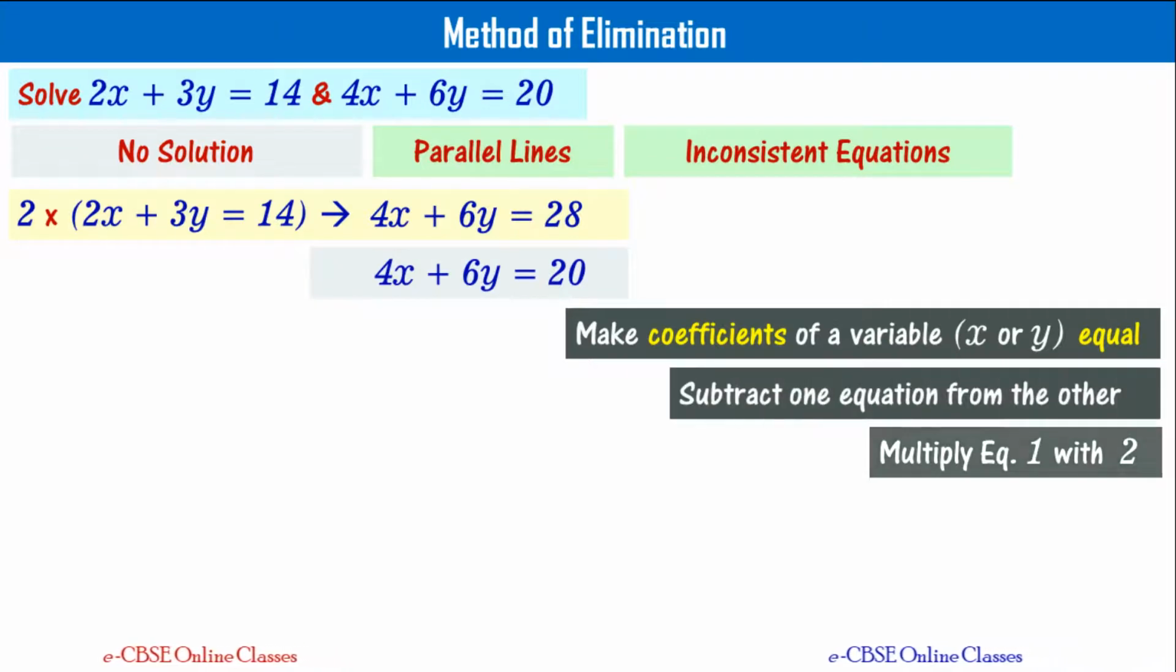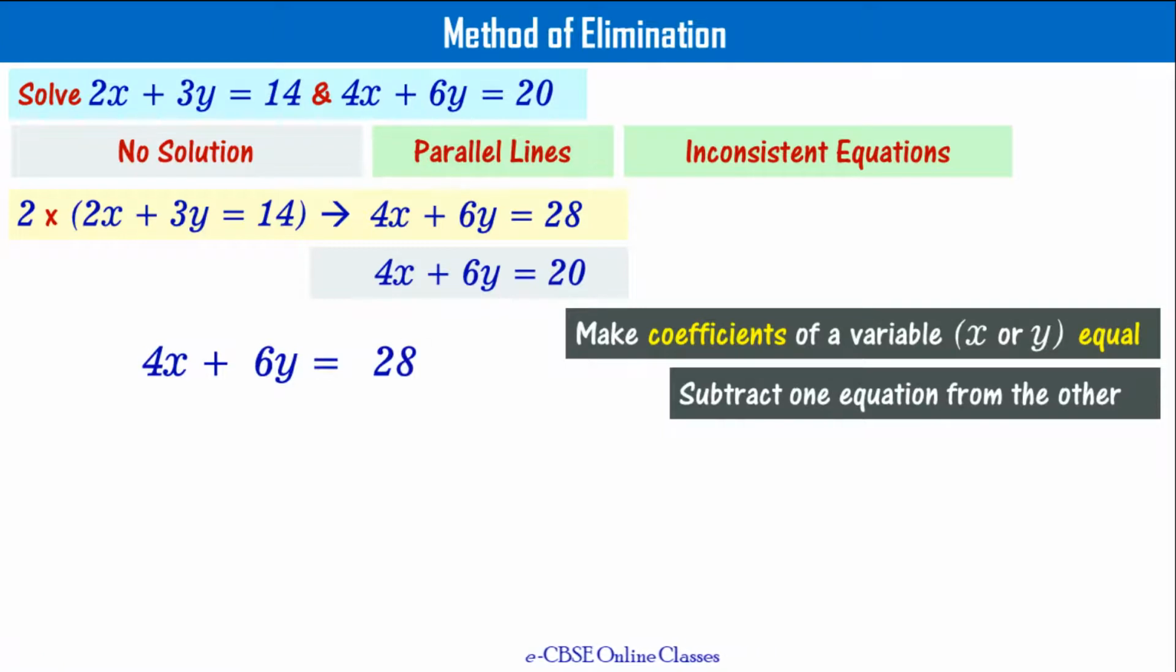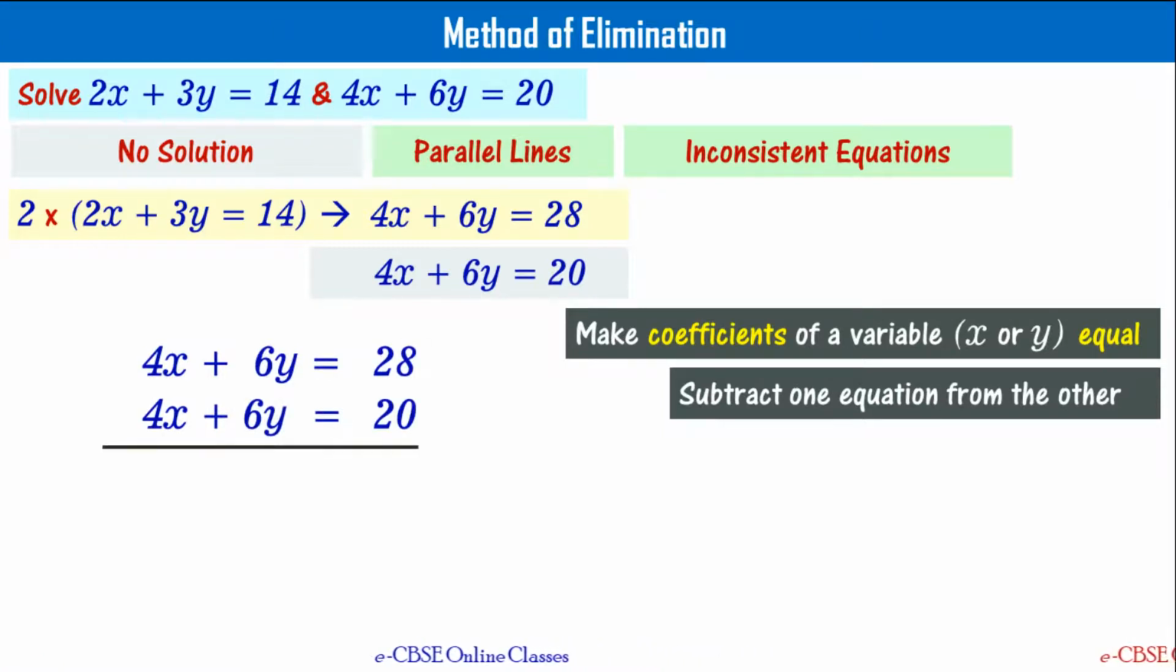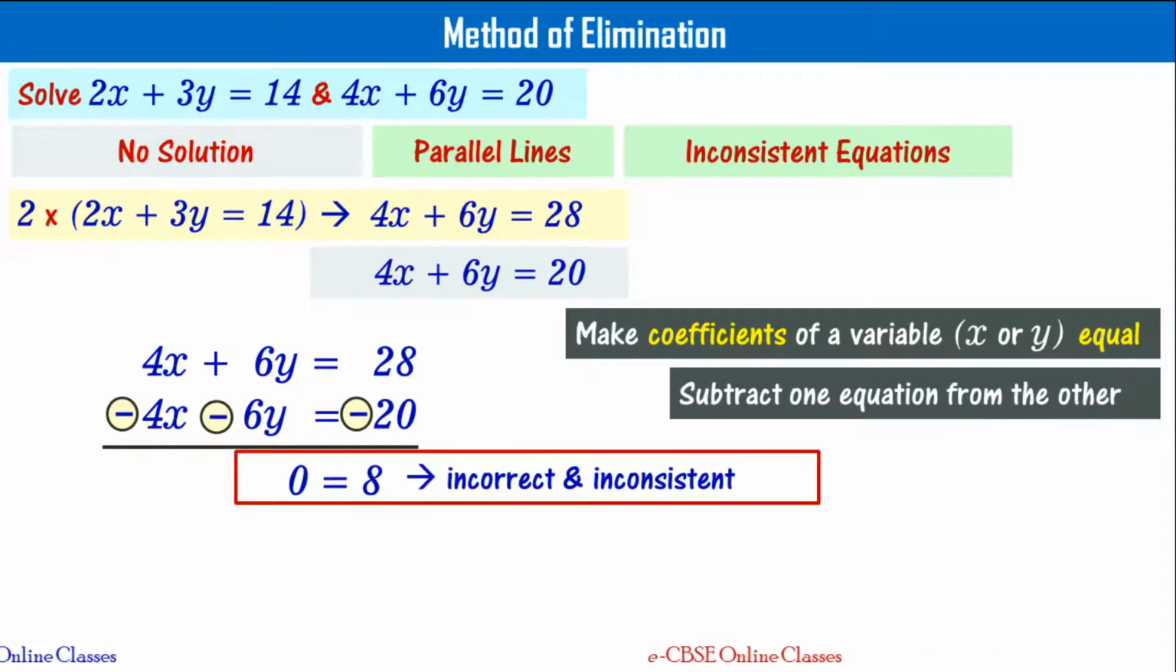Now, the second step is we have to subtract one equation from the other. When you subtract one equation from the other, what you get is 0 equal to 8. We know that it is incorrect and it is inconsistent with our understanding of the numbers. You may recall that one number cannot be equal to another number, right? 5 cannot be equal to 4, 3 cannot be equal to 2. Similarly, 0 cannot be equal to 8. It means that it is inconsistent with our understanding of numbers.